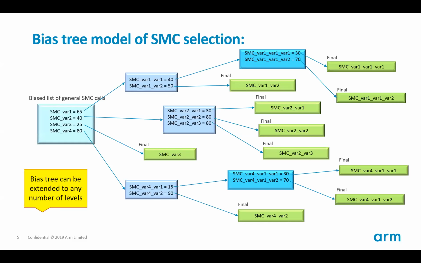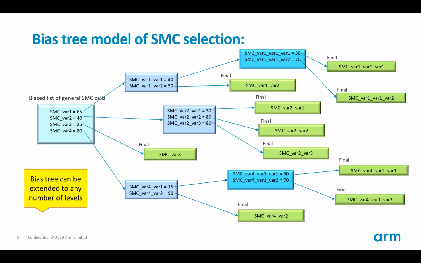So this here is what I call a bias tree model of SMC selection. This is a representation for how the SMC call actually will manifest itself based upon how a user might constrain the object going forward. The first thing you would have is a bias list of general SMC calls. Here, I've just given a generic labeling to the different variations of SMC calls themselves. But you can think of this as, okay, I'm going to do an SMC call based on SDI, or I could do an SMC call based upon some power scenario, or GIC types of testing, or what have you. You have the general types of representations on the far left-hand side.